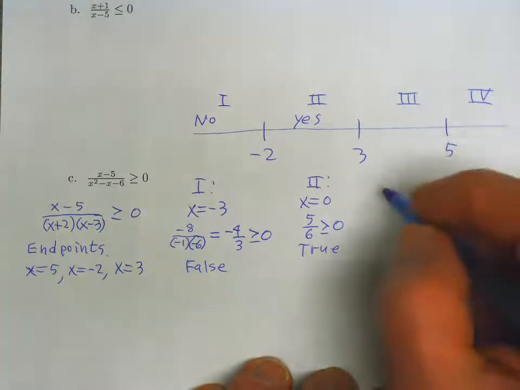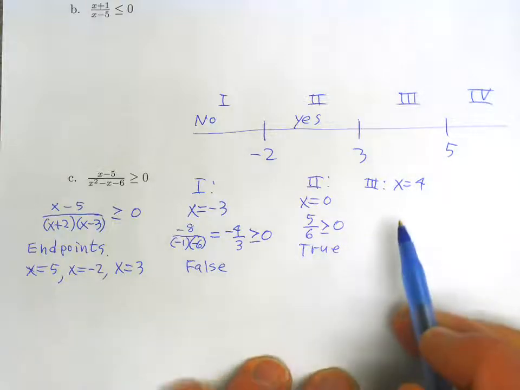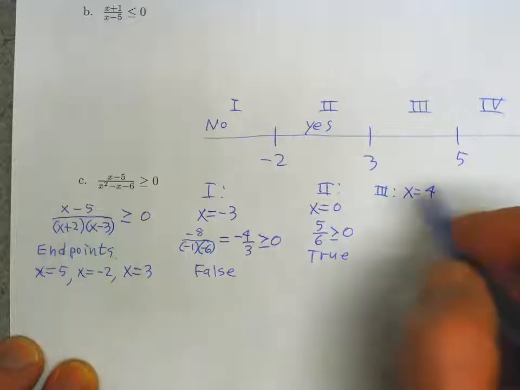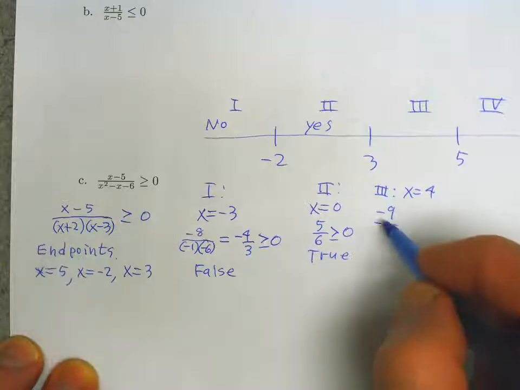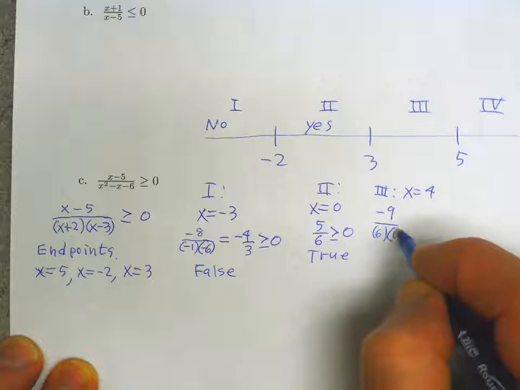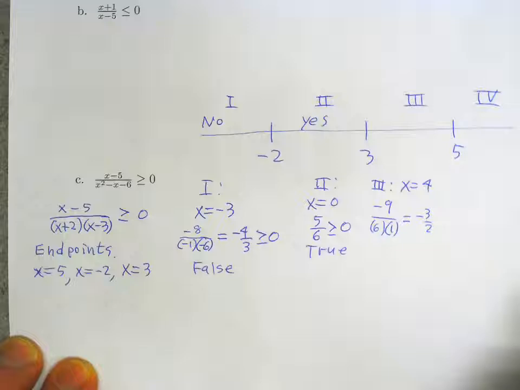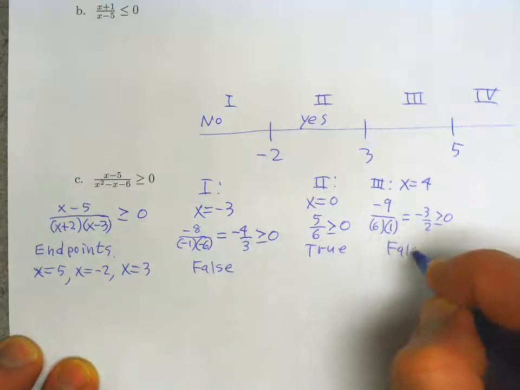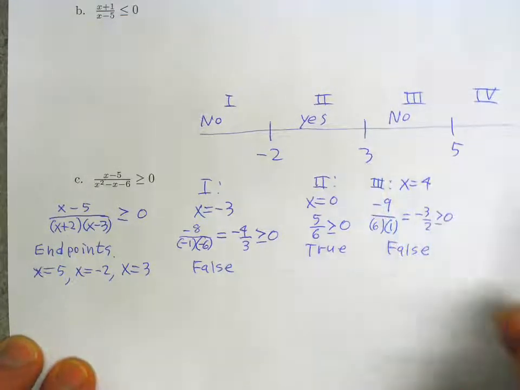In the third interval, I'll just pick x to be 4. And then I'll use the factored form. In the numerator, 4 minus 5 is negative 9. 4 plus 2 is 6. 4 minus 3 is positive 1. So this is just negative 3/2 when it's simplified, and then negative 3/2 greater than or equal to 0, that's false. Okay, so none of the numbers between 3 and 5 are solutions.